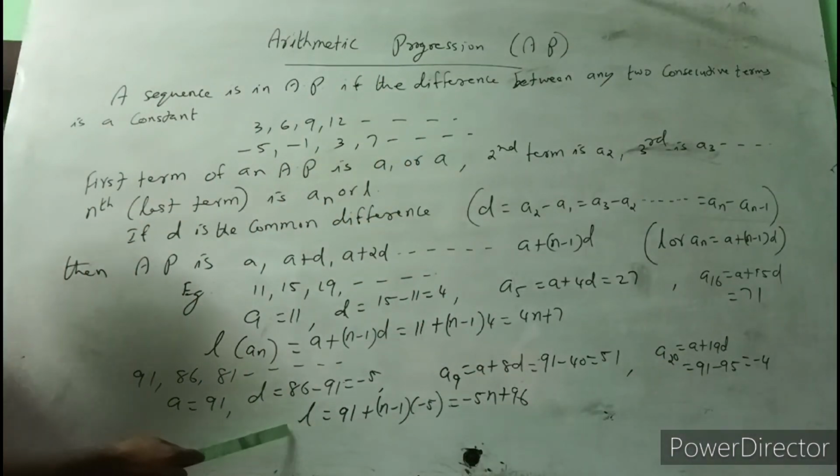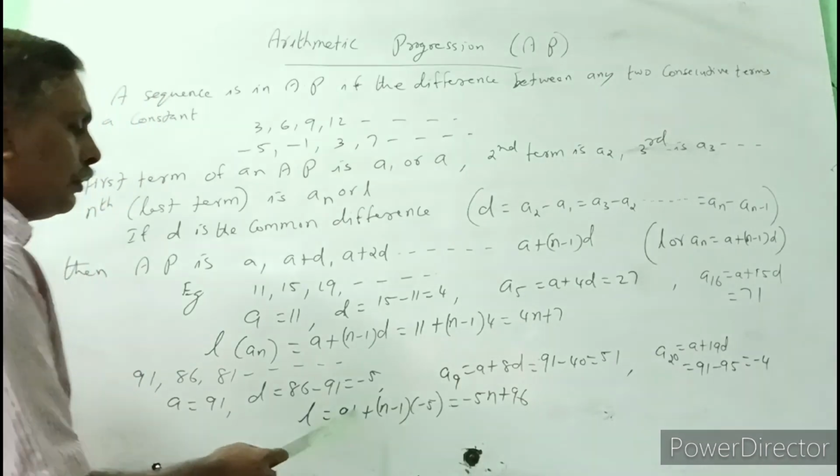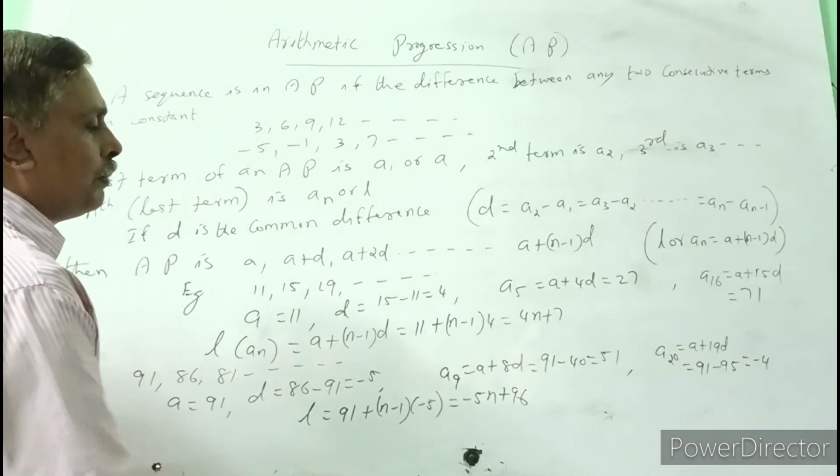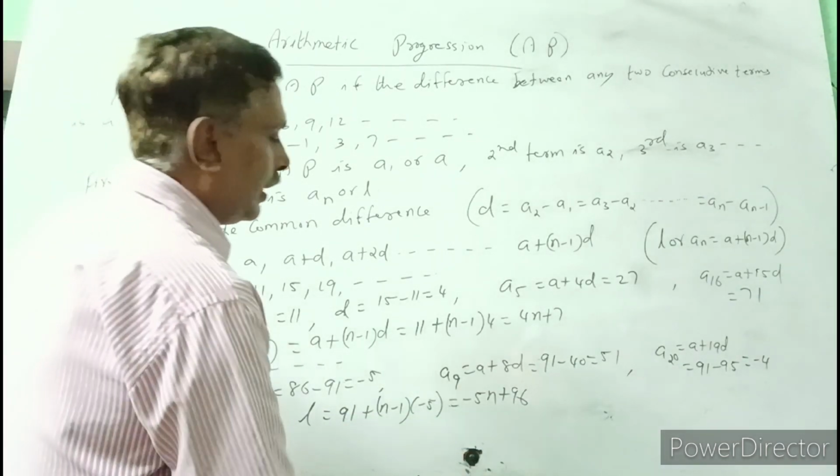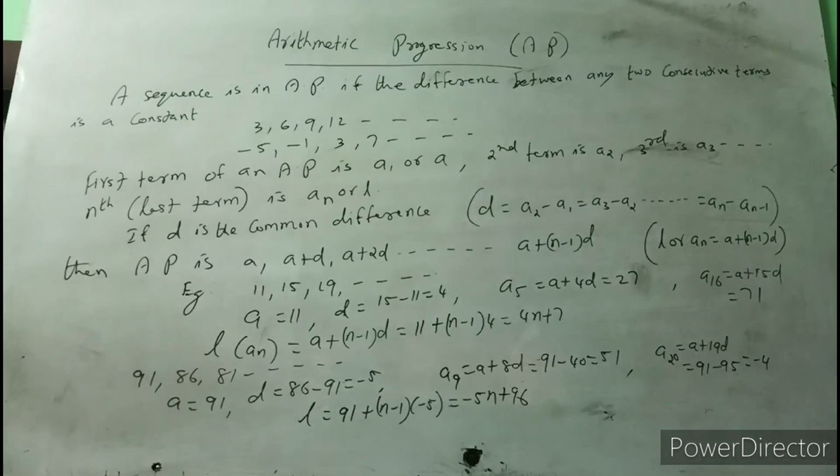If I want the last term, in a similar way, L is equal to 91 plus (N minus 1) into minus 5. If you open the bracket, you will get minus 5N plus 96. We will see some simple questions from here.